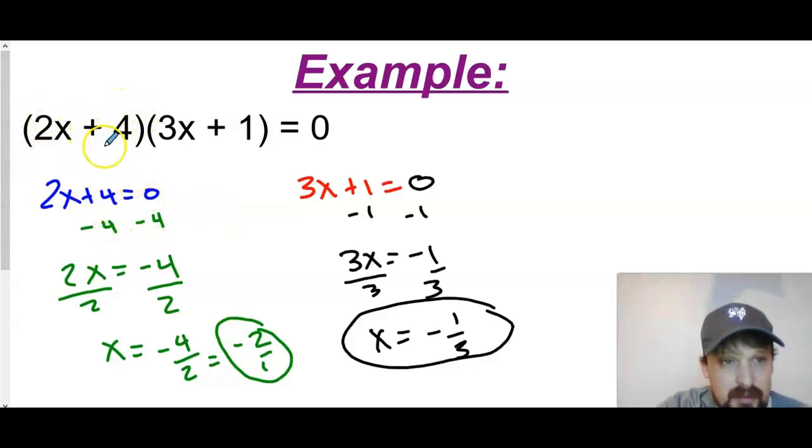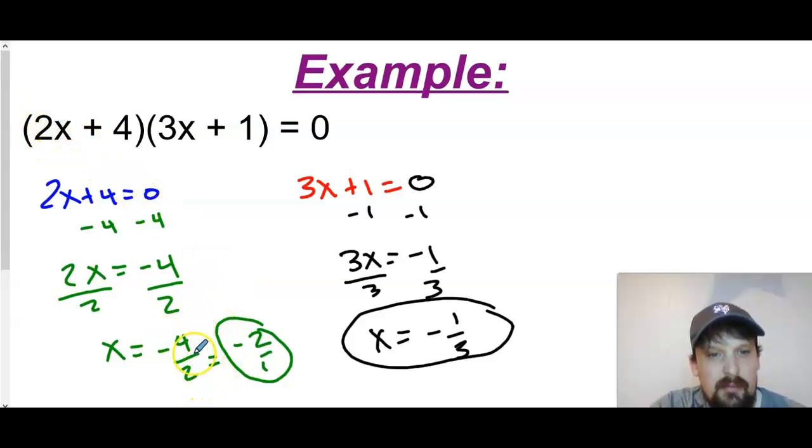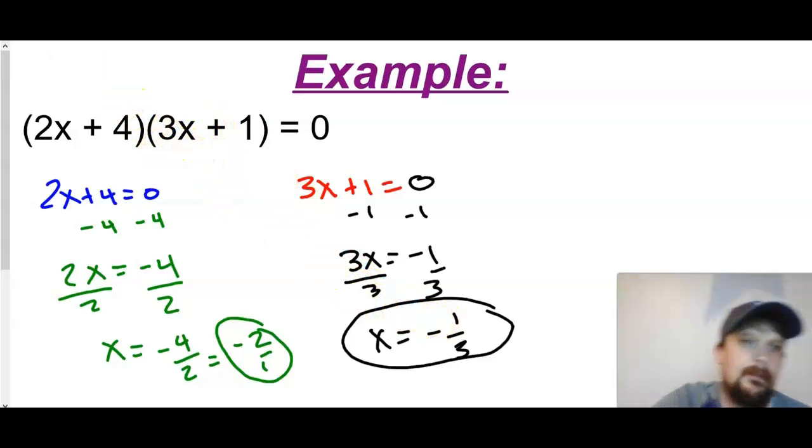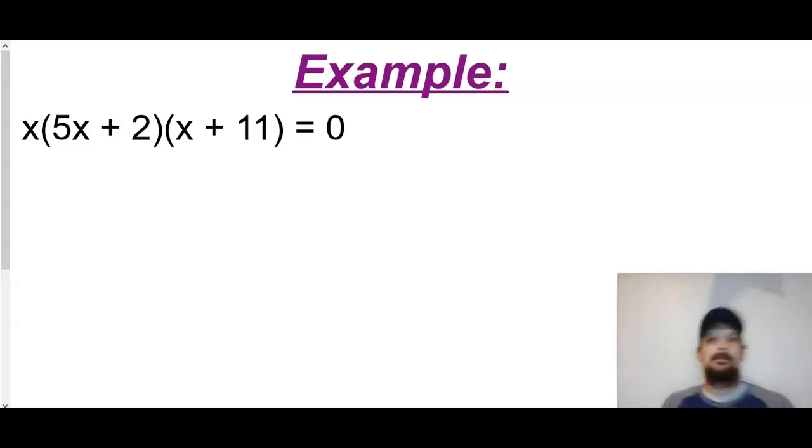basically all I'm doing is taking the opposite of this number right here, so the opposite of 4 is negative 4, and I'm dividing it by this number in front of the x. So I got negative 4 halves here, which simplified to negative 2 over 1. And in this case, positive 1 would be negative 1 over 3. And that's what I got. Let me show you what I mean on this next problem.